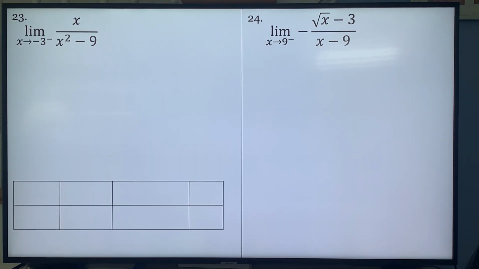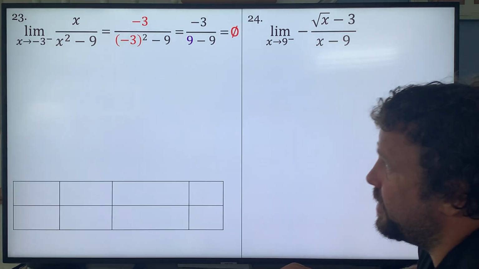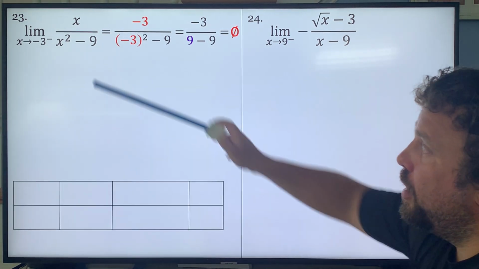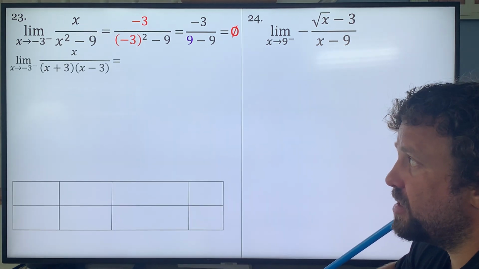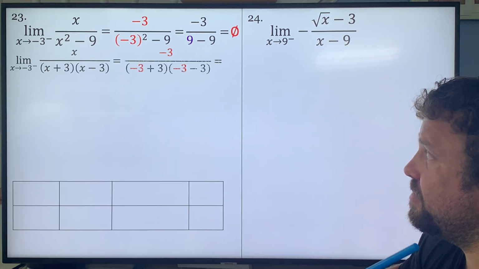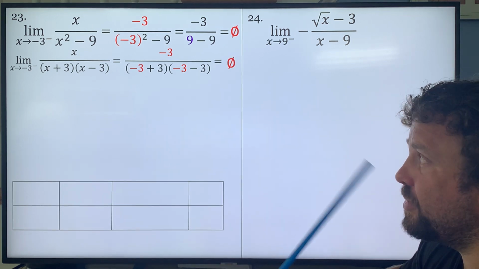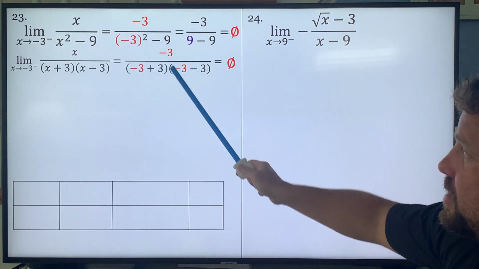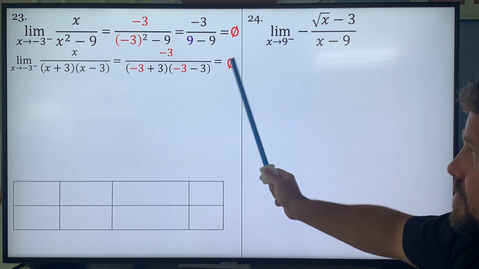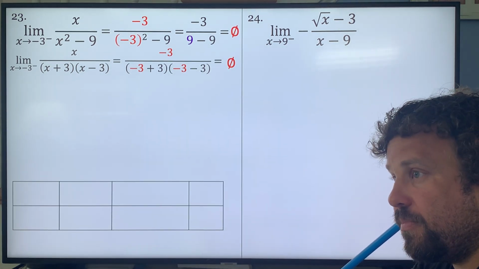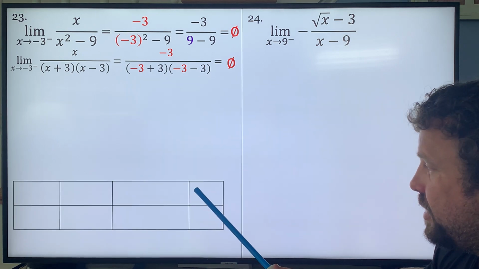All right. Problem 23. As you can see, being that there's a table down there, something's going to happen. Let's plug in our negative 3. Plug in our negative 3, we end up undefined. I can factor the bottom, x plus 3, x minus 3. But guess what? I can't cancel anything. I plug in my negative 3 again, I end up with undefined, because it becomes negative 3 over 0 times negative 6, negative 3 over 0, which is undefined. All right, now what do I have to do? I have to make my table.